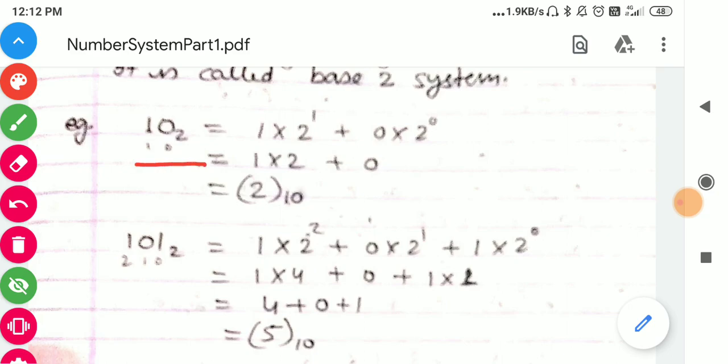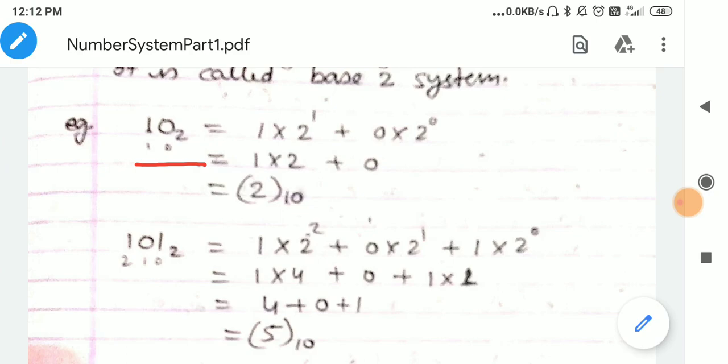In this number I have written here 10 in base 2, which means it is a binary number. You can write this binary number as 1 into 2 to the power 1 plus 0 into 2 to the power 0. Here 1 is the digit itself in the number, and it is multiplied by 2. 2 means it is base 2, the binary number, and power 1 means it is the place of the digit 1, and we are adding 0 into 2 to the power 0.